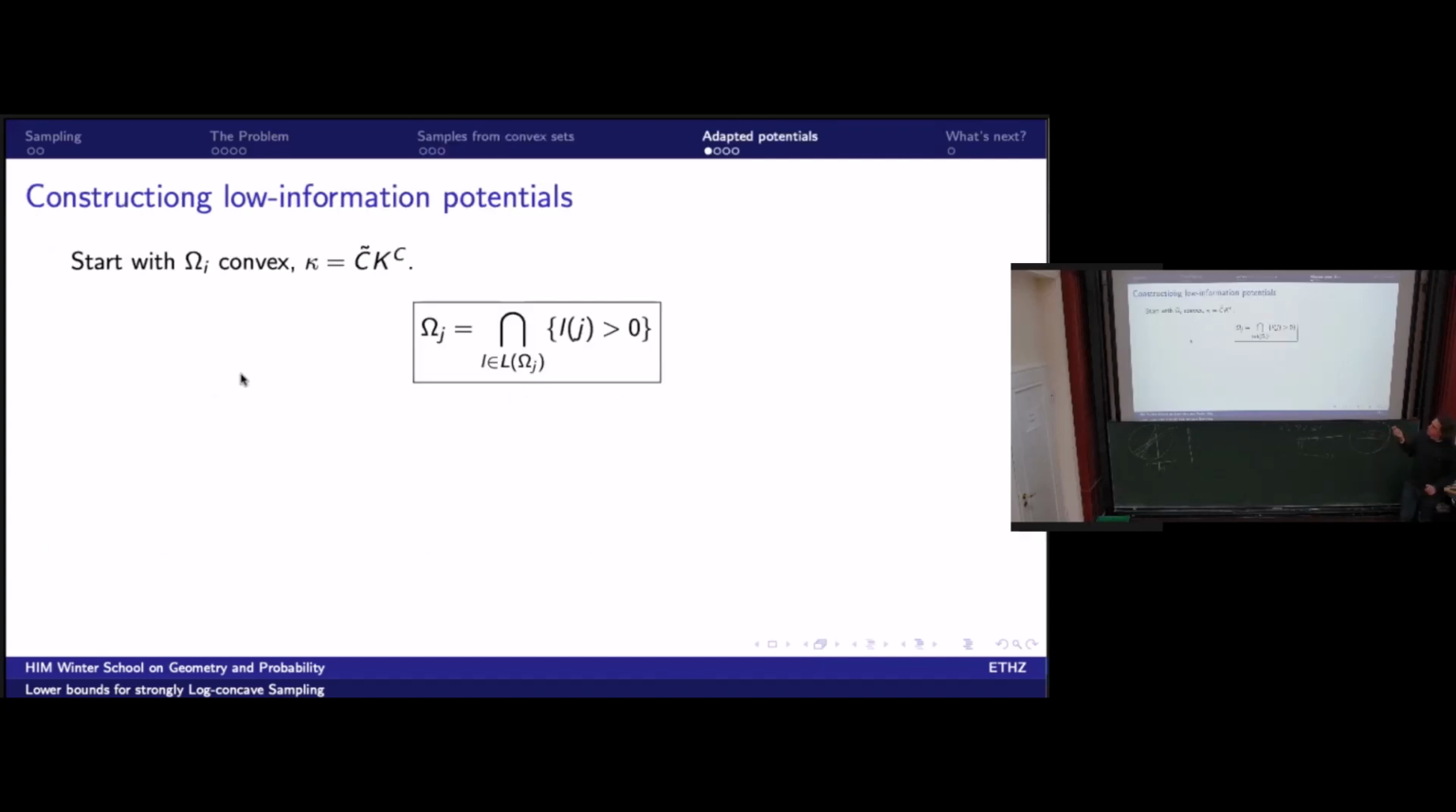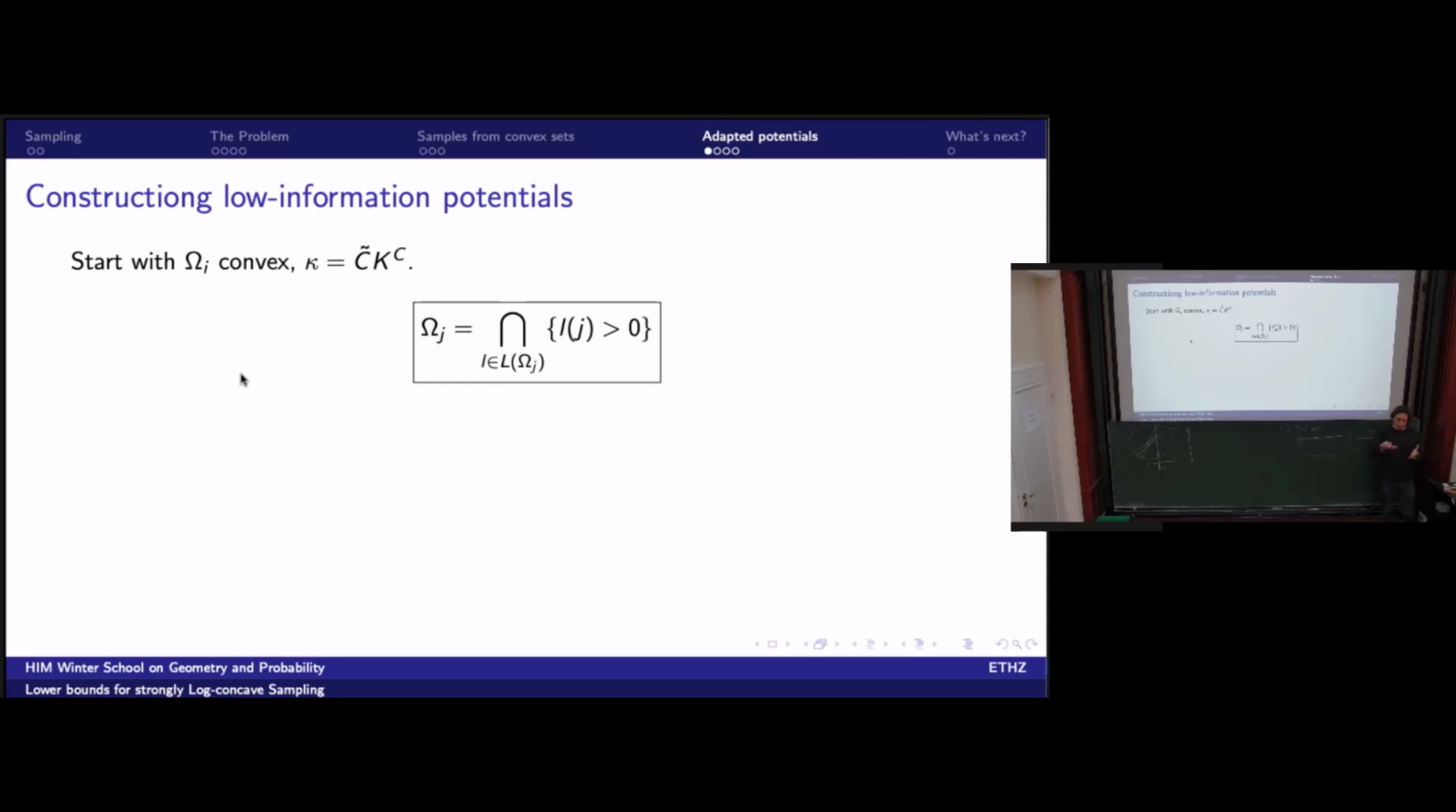Okay, so we start by remembering that every convex set can be written as an intersection of half-planes. In our case, we're going to write it as a finite intersection of half-planes. And in order to build a potential, we want to build a potential that's 0 in our convex set and very big outside, so that when we take e to the minus this, we get essentially the indicator function of our convex set, and we can repeat all of our theorem.